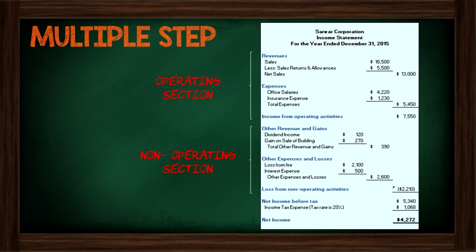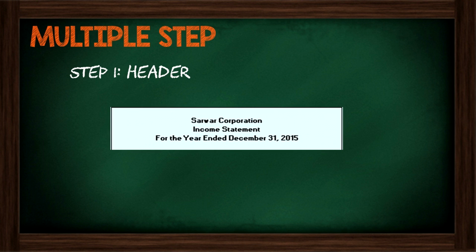Okay, so now let's just jump in and examine, step by step, how we can go about preparing this big statement. Okay, first step, as always, is just the header, right? Standard stuff here: company name, statement type, and the date. We already know what this is. It's getting drilled into our heads pretty quick here, I think.